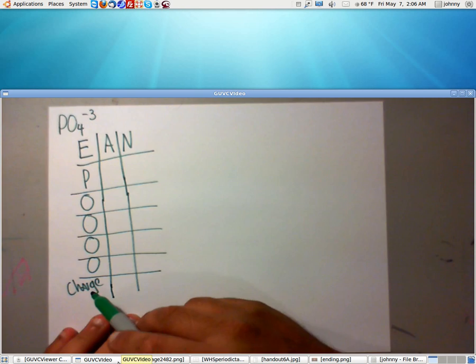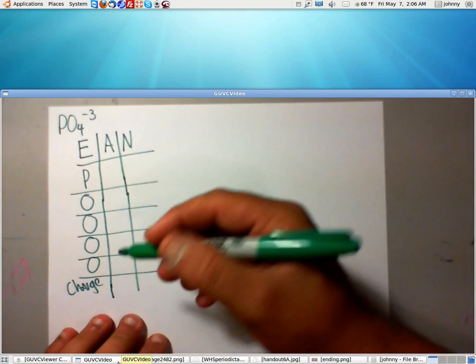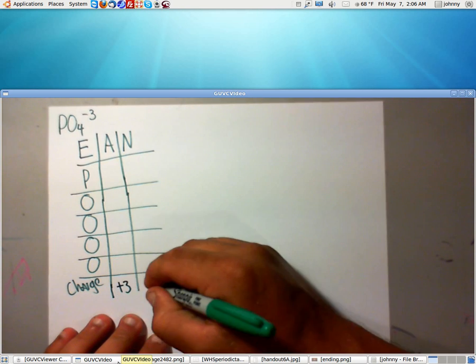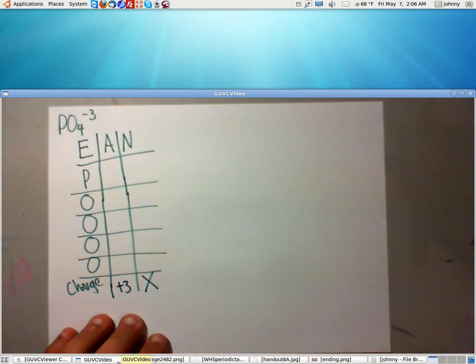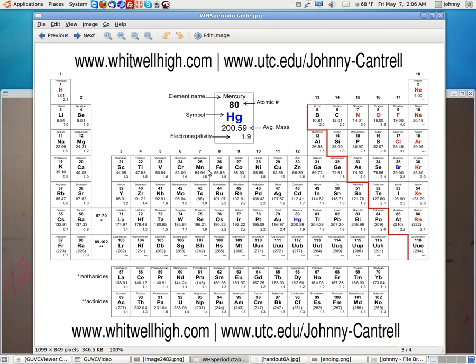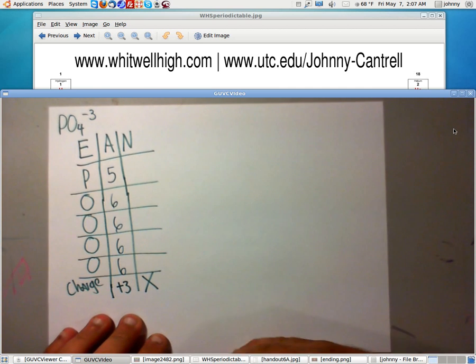Now the charge, if the charge is negative 3, that means it's got 3 more electrons, so put a plus 3 here. It's not going to need anything because it's just a charge. Now on the periodic table, you'll notice that phosphorus is in column 15, so it'll get a 5. Oxygen is in column 16, so it'll get a 6. Okay, so your column A on your scratch work should look like this.